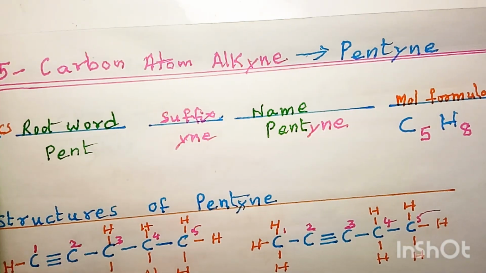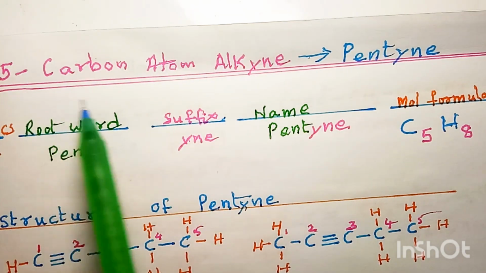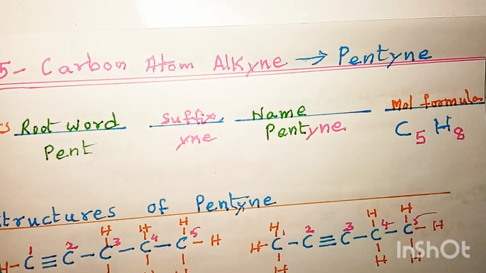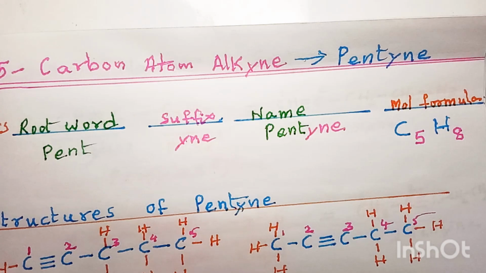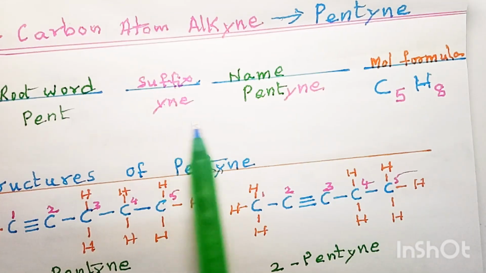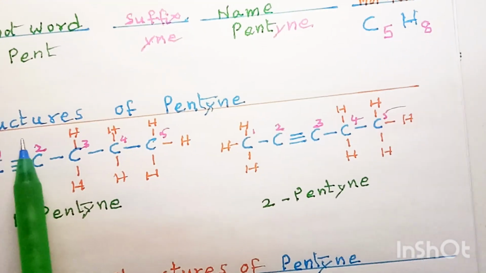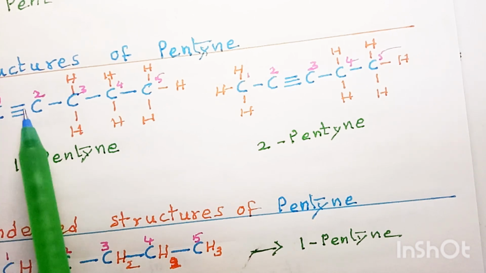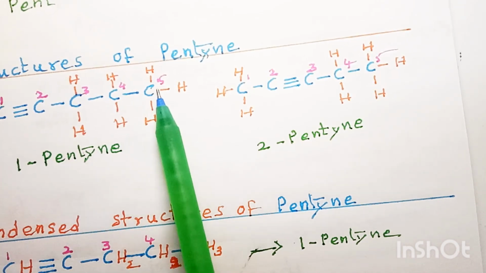The next member of the open chain alkynes is the 5 carbon atom alkyne. 5 carbon, as you know, will be called pentyne, because the number of carbon atoms is 5, so it is called pent, and the suffix is -yne, so it is called pentyne. The molecular formula is C5H8. Structure of pentyne: HC triple bond C, single bond CH2, single bond CH2, single bond CH3. This is one pentyne.